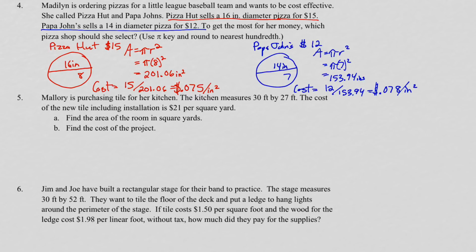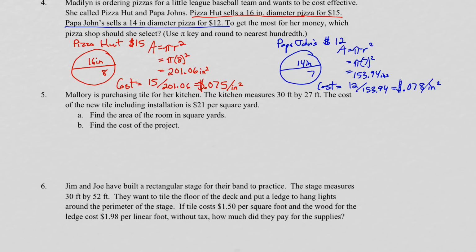If you're hungry, buy the bigger one. Spend a little bit more out of pocket, but you're gonna get the same amount of pizza as if you bought the Papa John's for $12. All right, let's go to the next question.